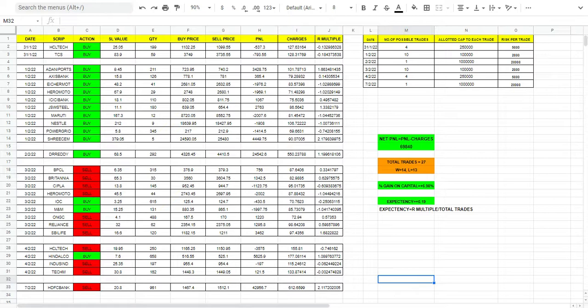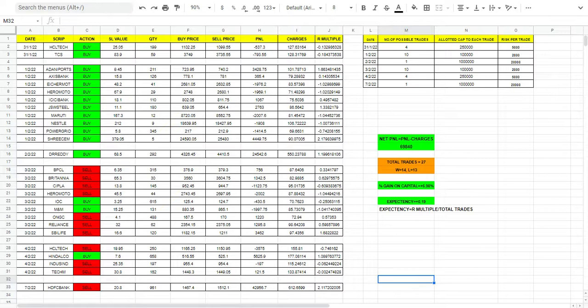Okay, so what rule you need to follow in order to solve this problem is you have to divide the overall deployed capital by the number of possible trades in a particular date, and according to that you have to take 2%. The standard risk management rule is that you should not exceed your risk by 2% in a particular trade.